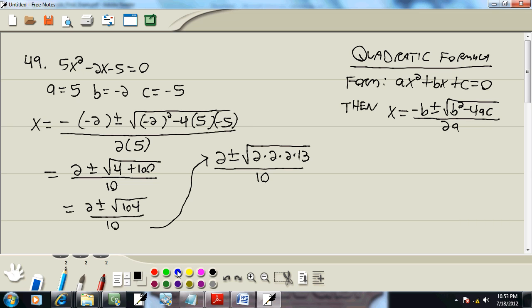Now remember, with a square root, we're looking for a pair of somethings. Here's a pair of 2's, so they're going to come out in front as a single 2. So we have 2 plus or minus 2, and then we're left with a 2 times 13 inside, which gives us 26 over 10.